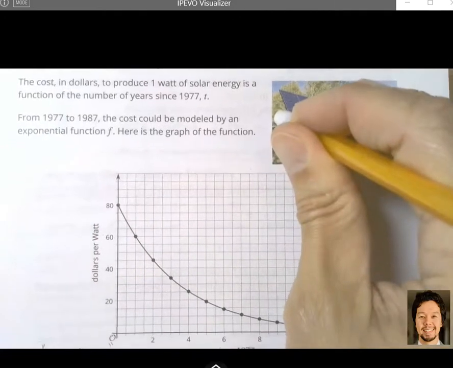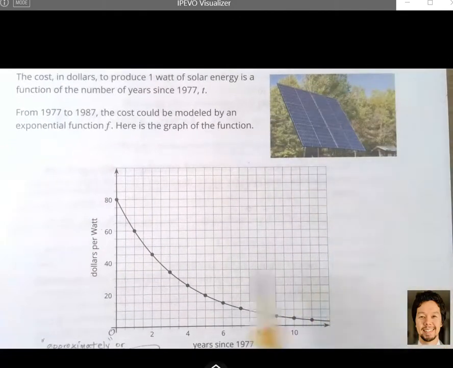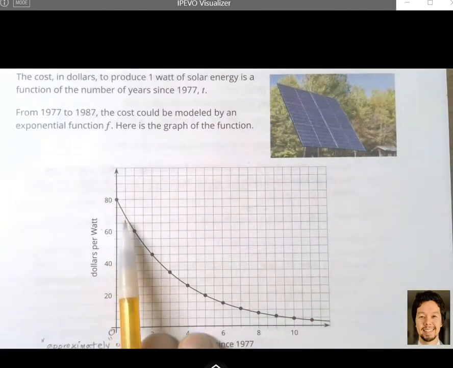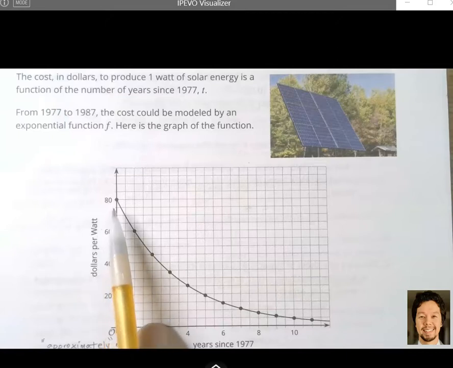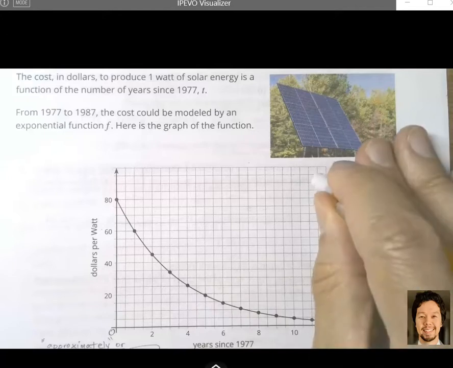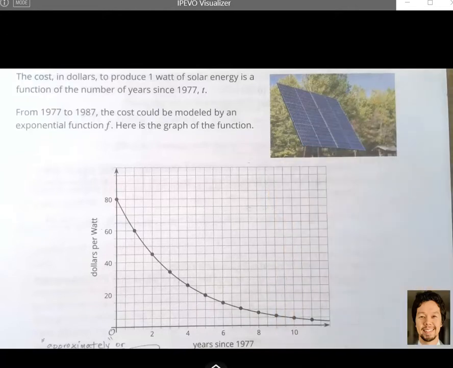So as we see, it's definitely decreasing as time goes on. So it means that the cost, the y-axis here is labeled dollars per watt, is going down, and that makes sense because as technology increases over the years, we figured out how to create solar energy cheaper and more efficiently.